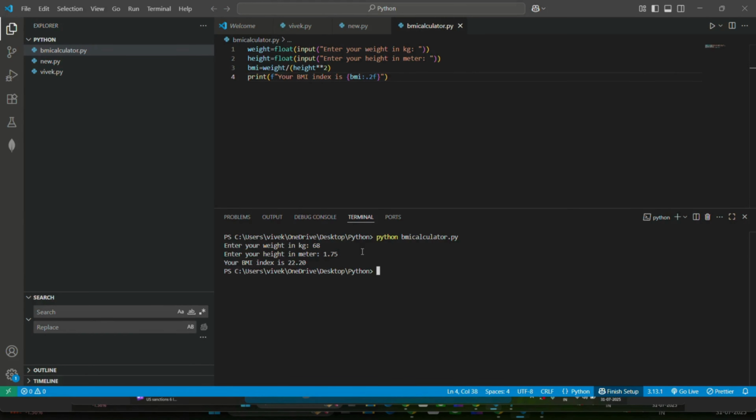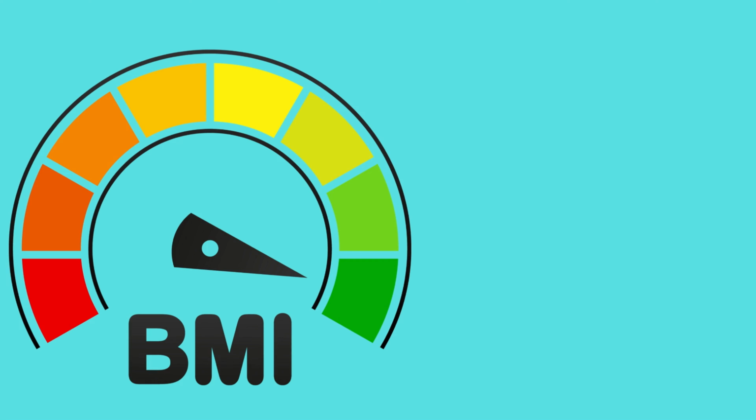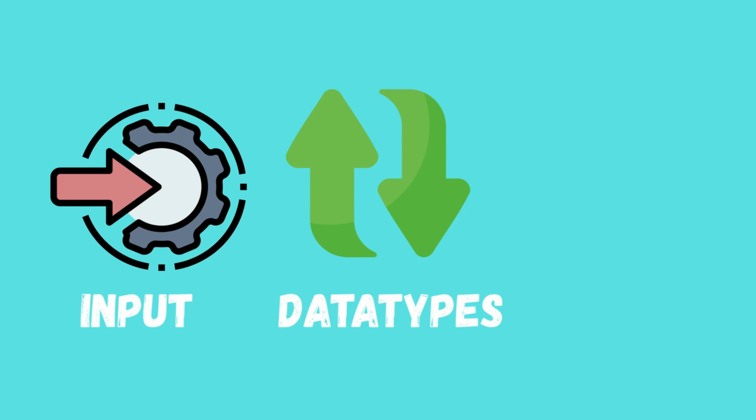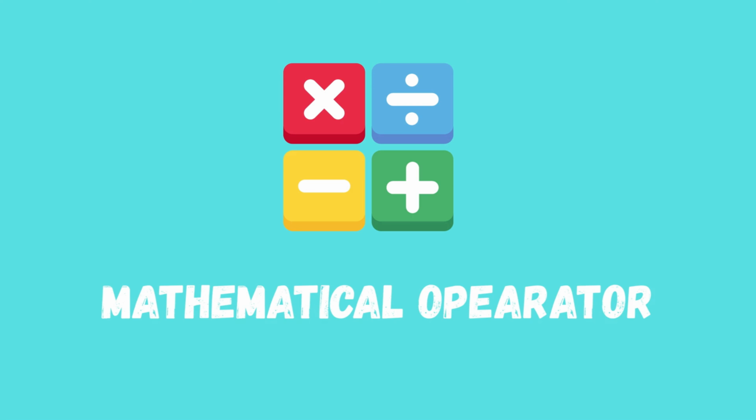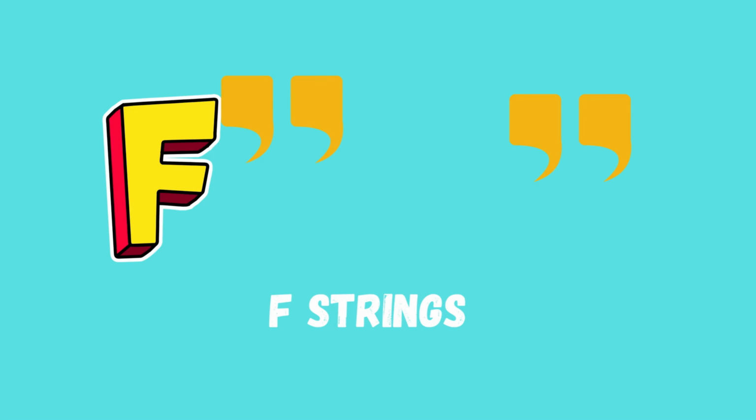So that's it. You've just built your own BMI calculator in Python in less than 5 lines of code. You learned how to get input, convert data types, use mathematical operators, and format output using f-strings.